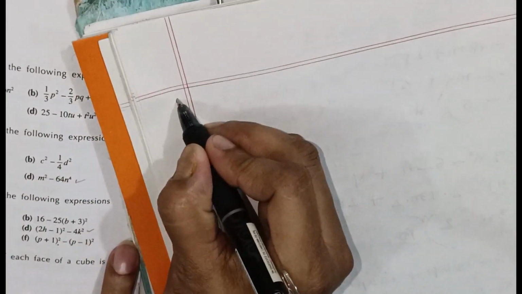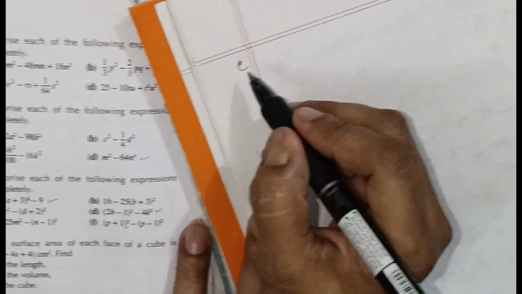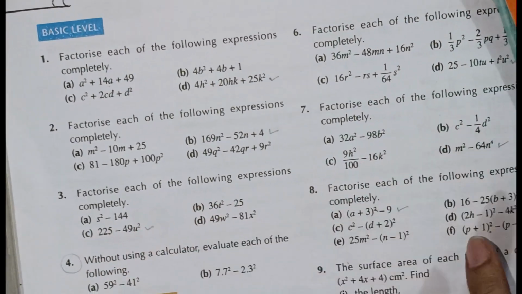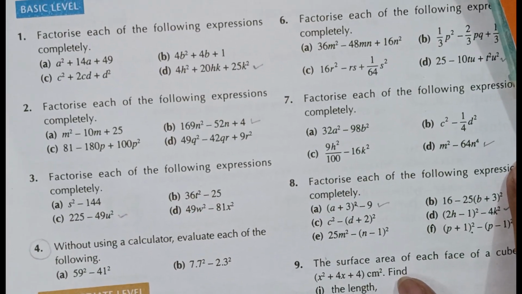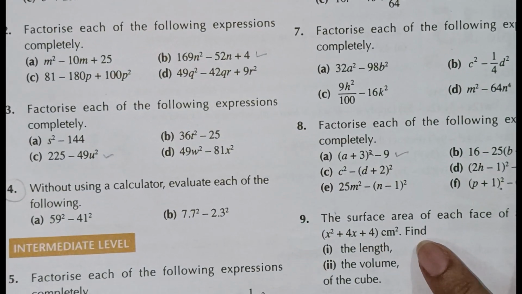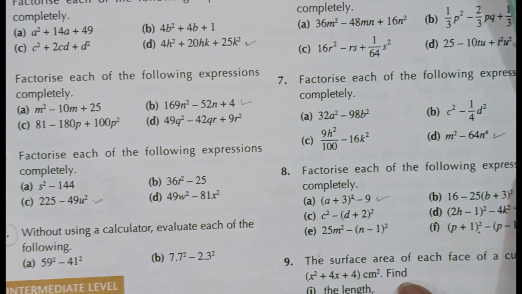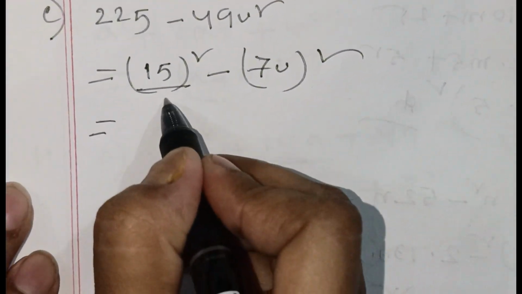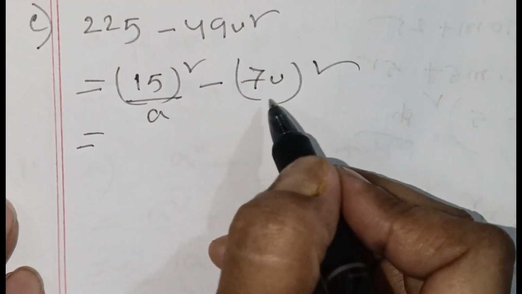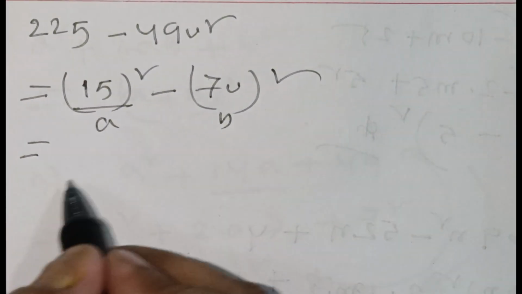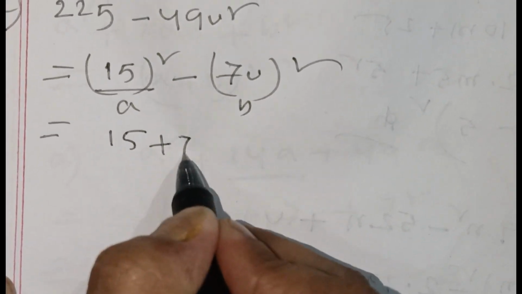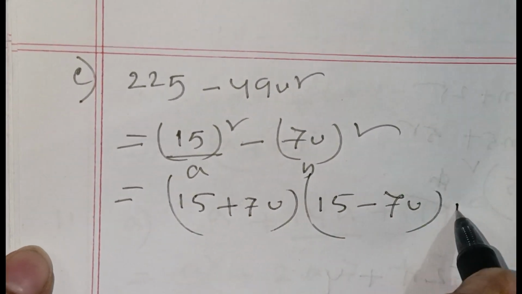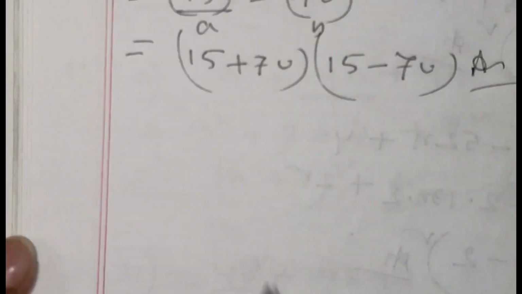Now I will do, see, 225 minus 49u square. So 225 breaks down to 15 whole square and 49u square is 7u whole square. So 15 means a and 7u means b. So a square minus b square, formula is a plus b, a minus b. That's it. This is the answer.